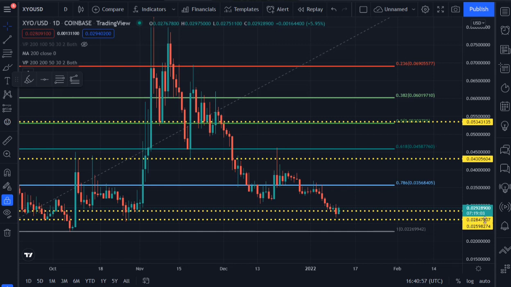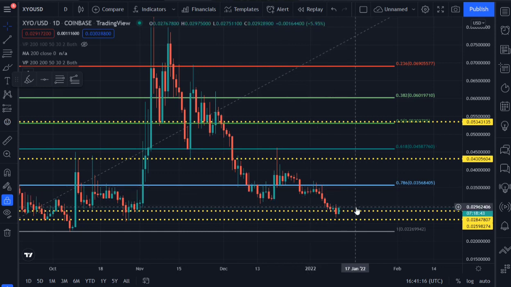So guys, as long as XYO is trading above this 0.028 area and also 0.025 area, I think we're still good to go. But the moment we are losing this final support area of 0.025, then I think we should be retracing to around 0.022. The moment we are losing that support, then XYO will be going down. Like, that's just it, you understand?